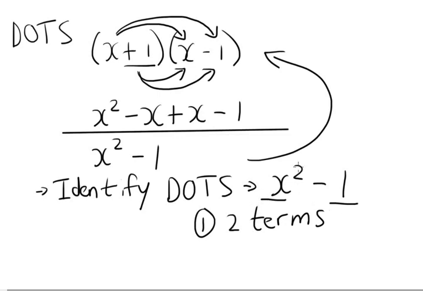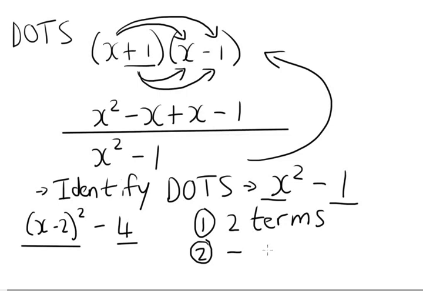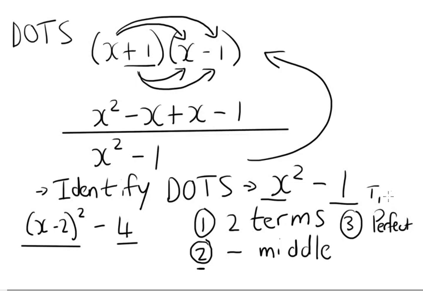Sometimes the terms can be individual variables like this, but this could also be a term: x minus 2 squared minus 4. So that there is also one term. Just be careful, that's one term and that's one term. The second thing, which is easy to identify, is that there is a negative in the middle. There's always a negative in the middle. And then the third important characteristic is that both terms are perfect squares. Term 1 and term 2 are both perfect squares.